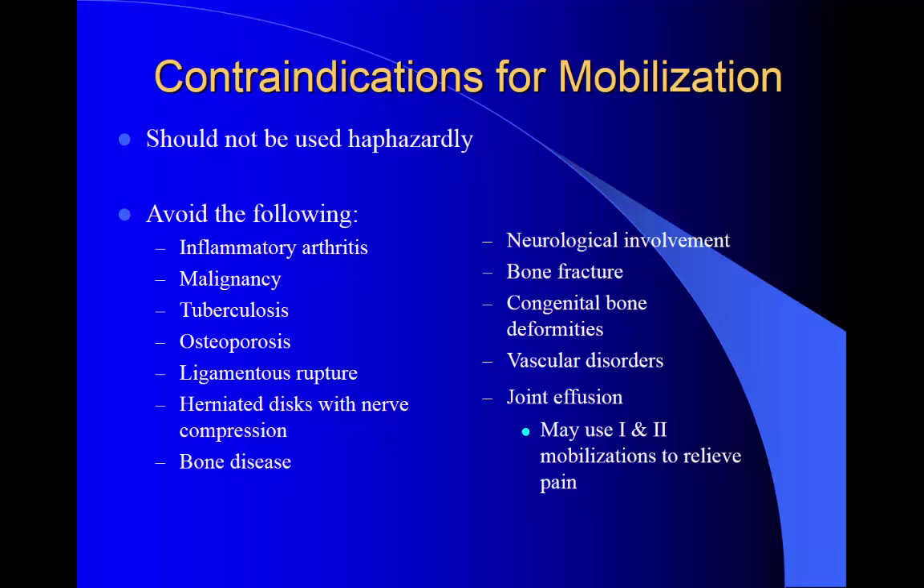Joint mobilizations need to be performed with caution. They should not be used haphazardly. The contraindications for joint mobilization include inflammatory arthritis, malignancy, tuberculosis, osteoporosis, ligamentous rupture, herniated discs with nerve compression, bone disease, neurological involvement, bone fracture, congenital bone deformities, vascular disorders, and joint effusion. With joint effusion, we may use a grade 1 or grade 2 mobilization to help relieve pain. We'll talk about grades in just a little bit here.